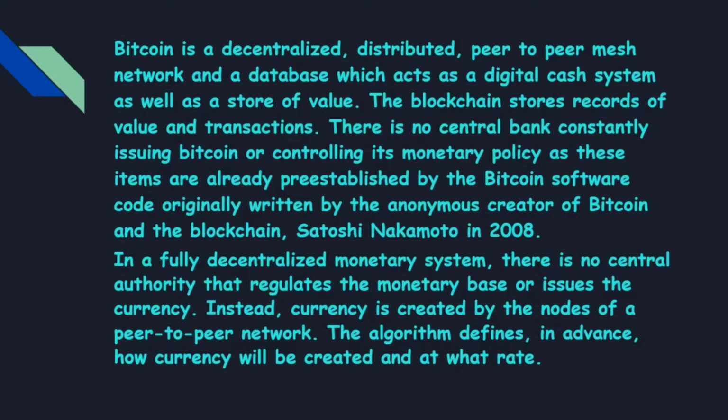Bitcoin is a decentralized, distributed, peer-to-peer mesh network and a database which acts as a digital cash system as well as a store of value. The blockchain stores records of value and transactions. There is no central bank constantly issuing Bitcoin or controlling its monetary policy, as these items are already pre-established by the Bitcoin software code originally written by the anonymous creator of Bitcoin and the blockchain, Satoshi Nakamoto, in 2008.